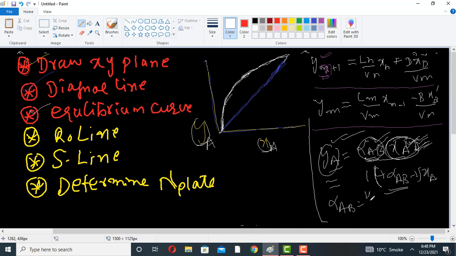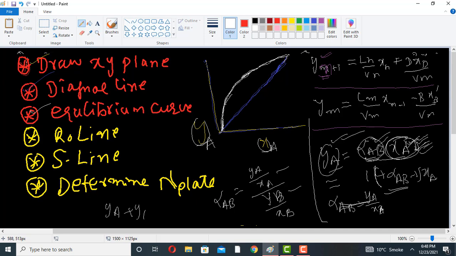This curve can also be obtained from the relative volatility relation like this. Relative volatility of AB is equal to the composition of A in the vapor divided by the composition of A in the liquid, divided by the composition of B in the vapor divided by the composition of B in the liquid. Rearranging this equation, we obtain the relation by using YA plus YB is equal to 1 and XA plus XB is equal to 1. If we are interested in finding YB, then YB will be equal to 1 minus YA, and XB will be equal to 1 minus XA. So the sum of mole fractions is equal to 1. Now we have determined the equilibrium curve.